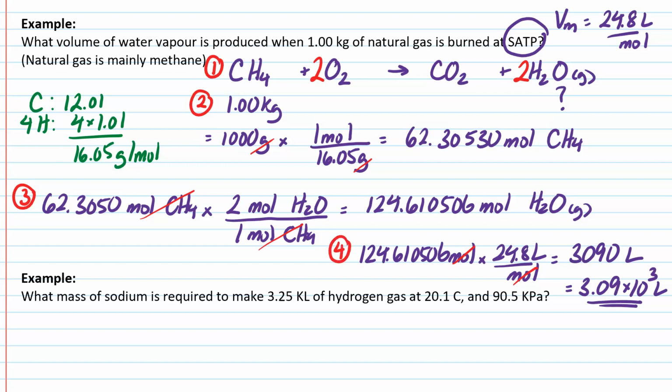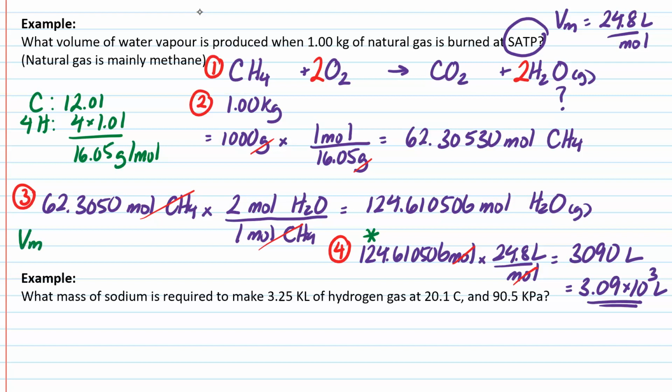Step 4, using the ideal gas law, or in this instance the molar volume at SATP, to figure out how many liters of the substance we have, what volume it is. Now, if you're more comfortable with equations, let's take a look at how to do step 4 using equations instead of in a conversion style.